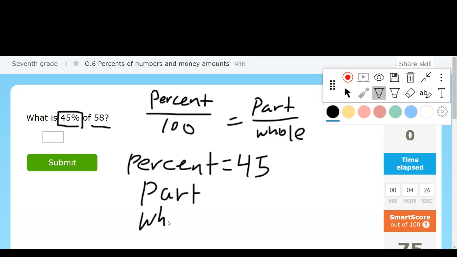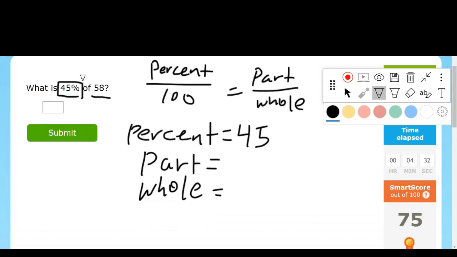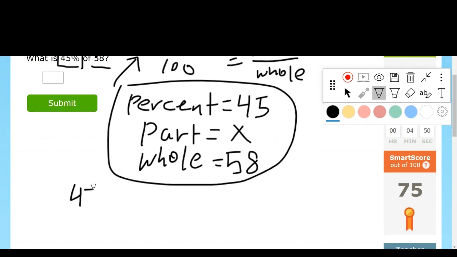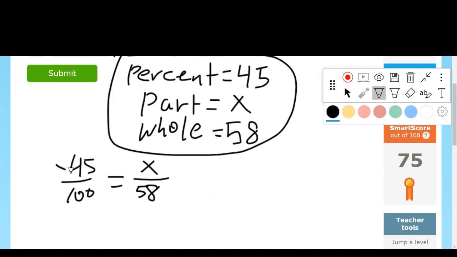Do I know my part or my whole? Well, it looks like I'm trying to find a part of 58. So that tells me that my whole is 58. And the part is what I'm trying to find. So using what we have here, we're just going to plug it into our proportion here. 45 over 100 equals our part. We don't know what that part is. 45% represents the part of 58, which is our whole. We don't know what that part is. X over 58. And we're just going to cross multiply.